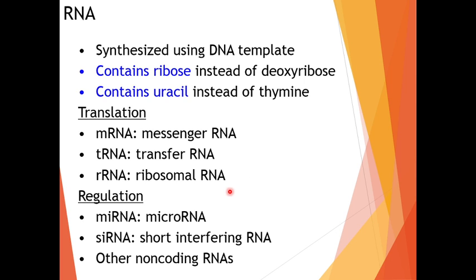RNA is also involved in regulation. There are microRNAs, which are very small RNAs, in our cells. Short interfering RNA is used to knock down certain genes. There are other non-coding RNAs that are present in our body, and so much research is happening as we speak in understanding the function of such non-coding RNAs.